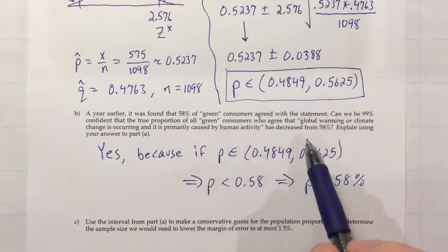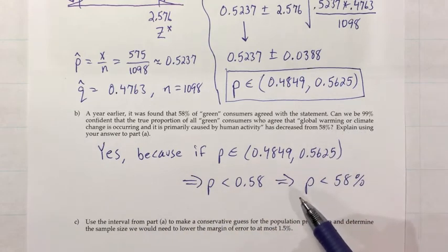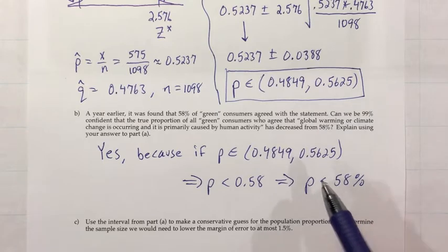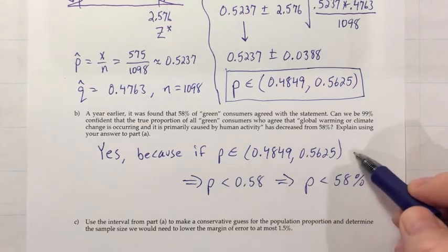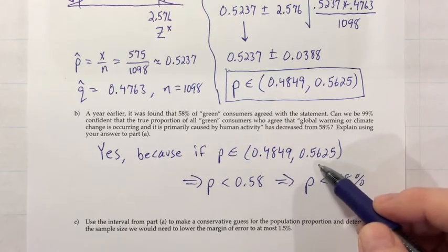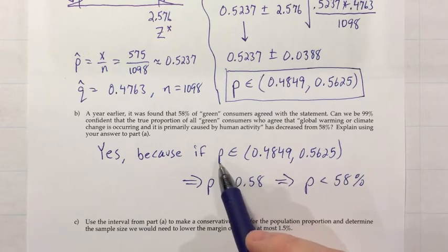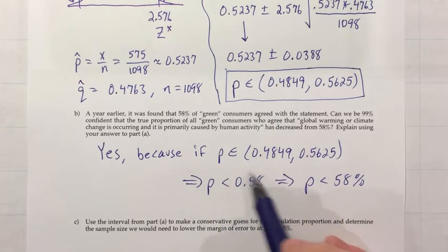But that's okay, because they're just asking us, are we 99% confident it has decreased? So we can use that. The other thing that people do a lot of times is they'll just put a less than 0.58 right here, but an interval we shouldn't say is less than 0.58. It's p we're being asked about, so p is in this range, therefore p is less than 0.58. So make sure you still have the p in this inequality statement as well.